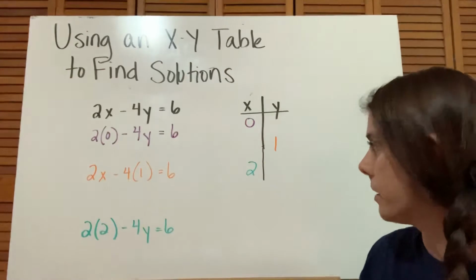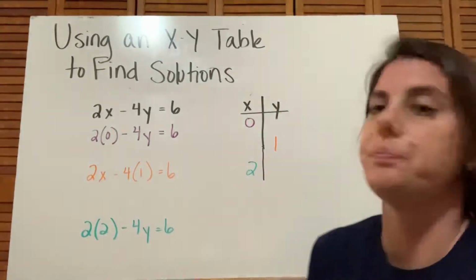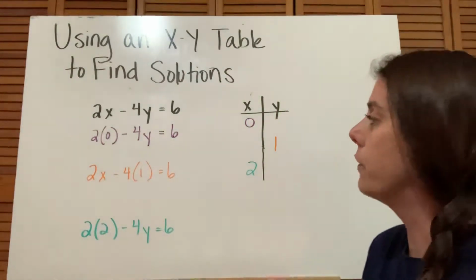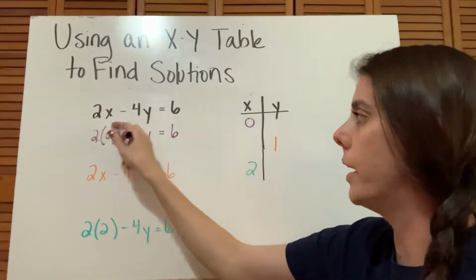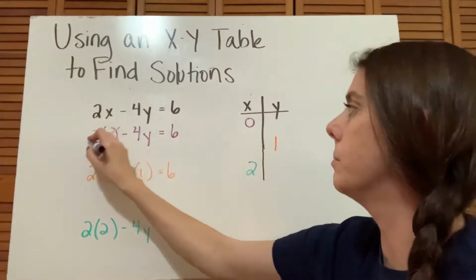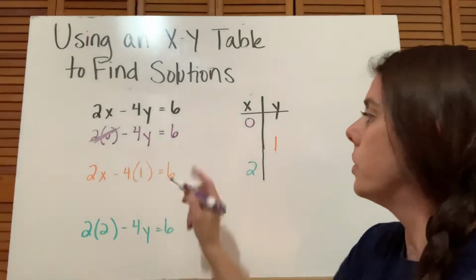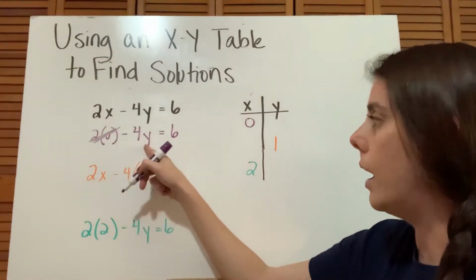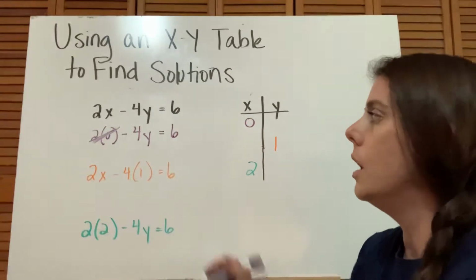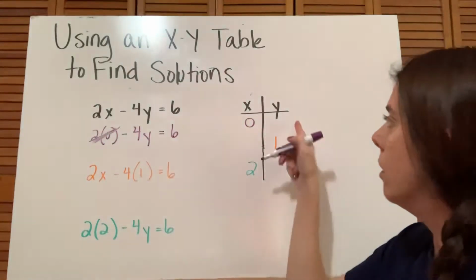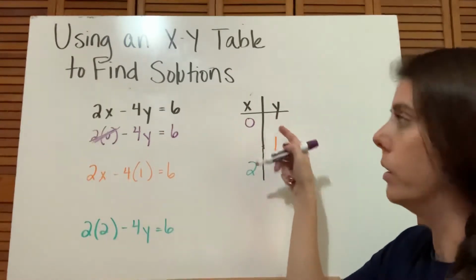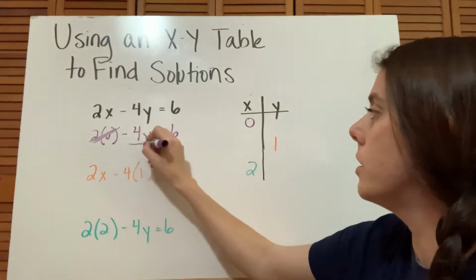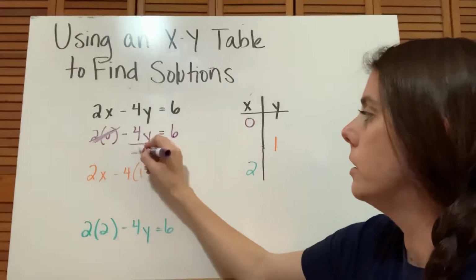All right, so if we look at our first one, 2 times 0 just equals 0, right? So that whole thing is just going to cancel out. Now we're just going to have a negative 4y equals 6. Well, how do we get the y by itself? Because this is the variable that we're solving for. This is the unknown. Well, we have to use our properties of equality, and we'll use our division.